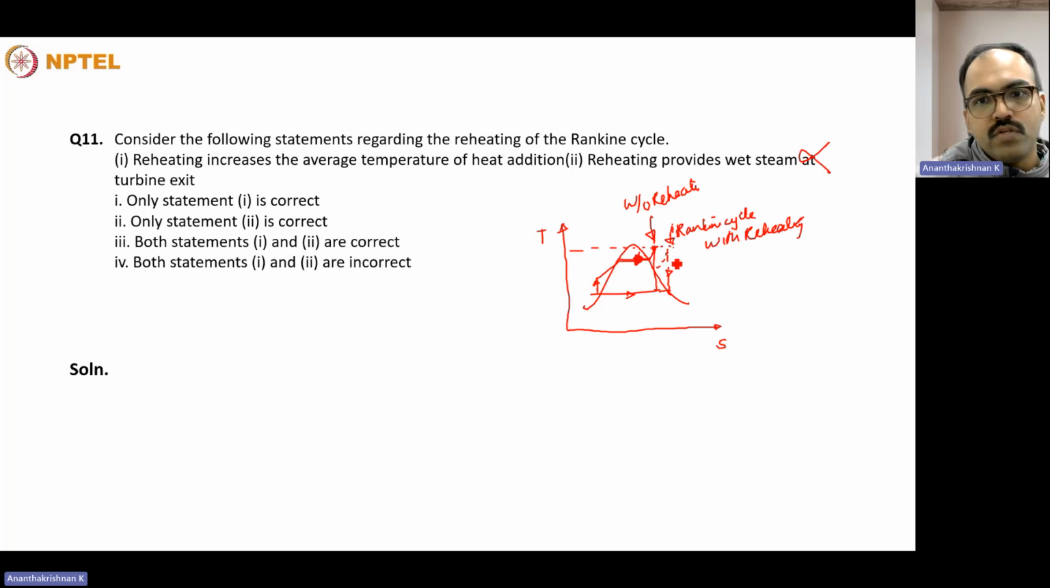So the average temperature of heat addition varies with respect to the exit temperature of the reheating process. If the exit temperature of the reheating process is sufficiently higher, we can get a higher average temperature of heat addition and the efficiency increases, and vice versa can also happen. So with surety, we can't say whether reheating will increase the average temperature of heat addition in all cases. So that's also wrong. Both statements 1 and 2 are incorrect in this case. That is the analysis for reheating. There is no guarantee that the average temperature will be increasing in all the cases.